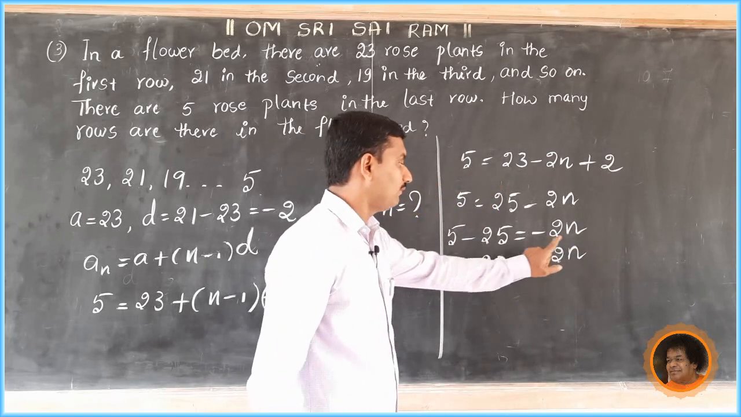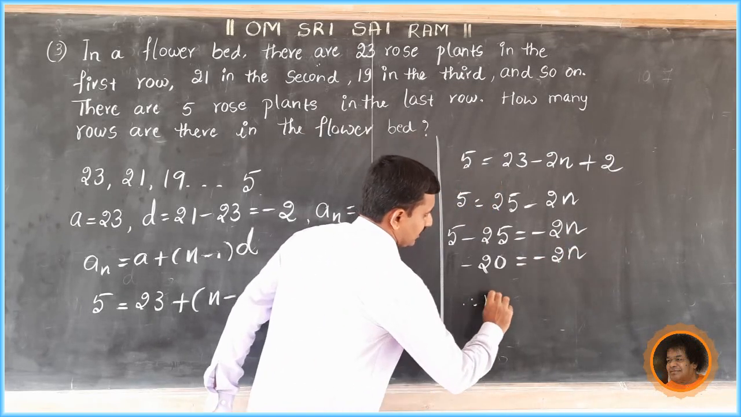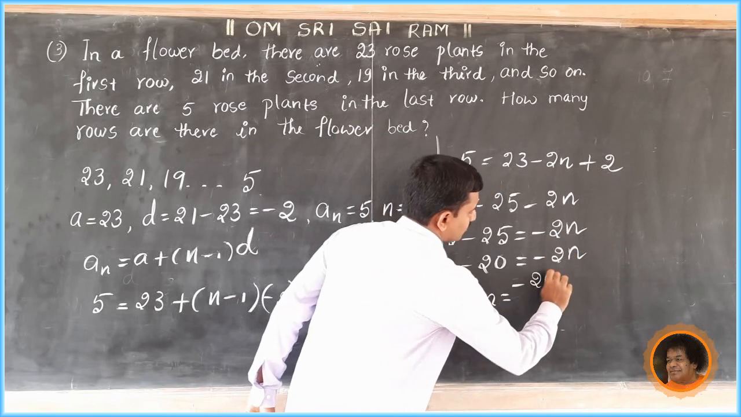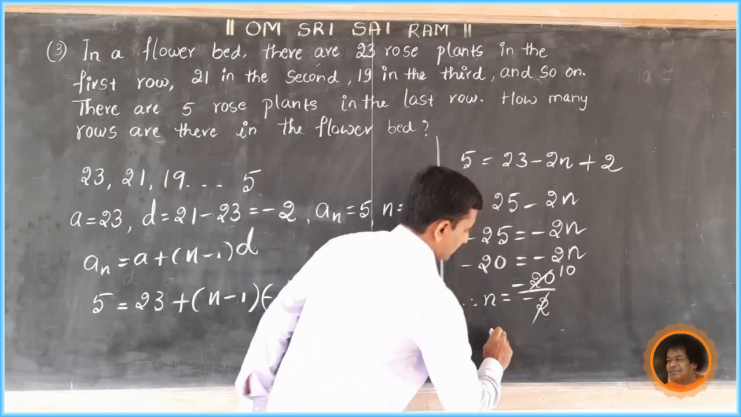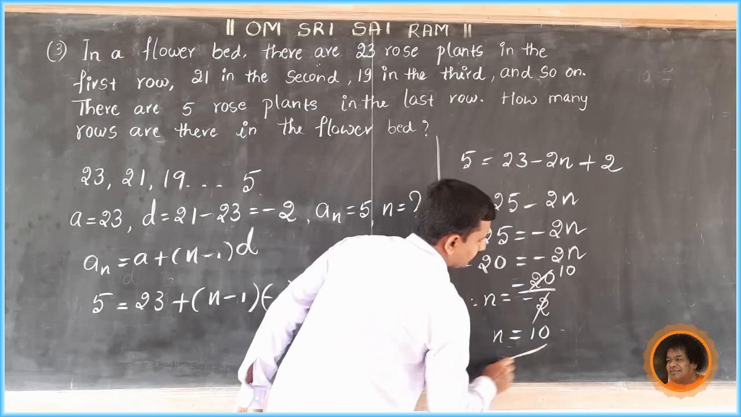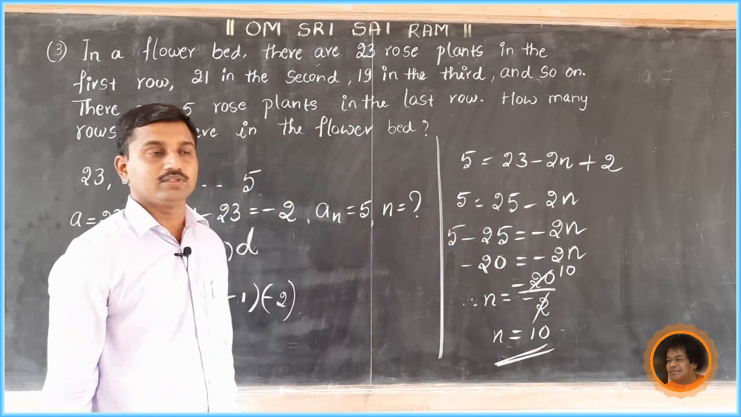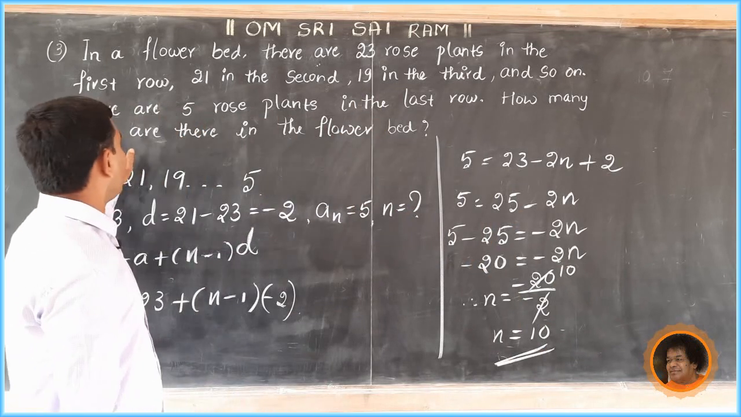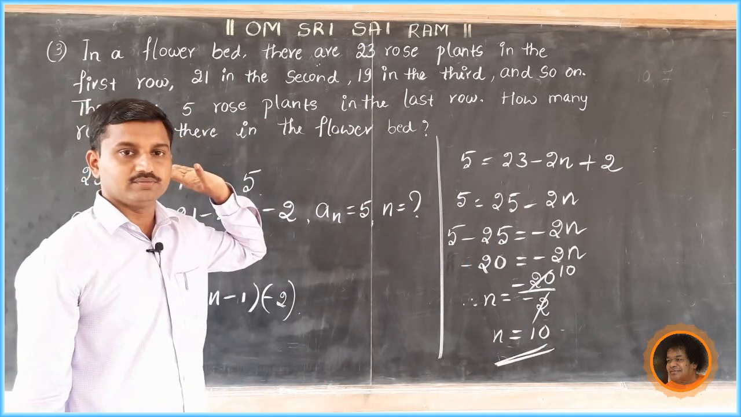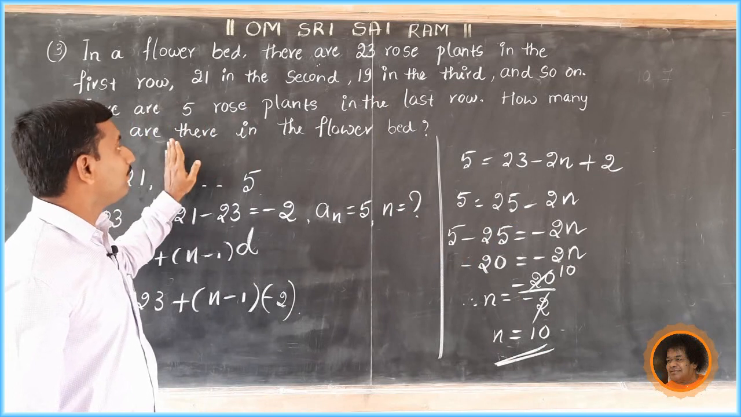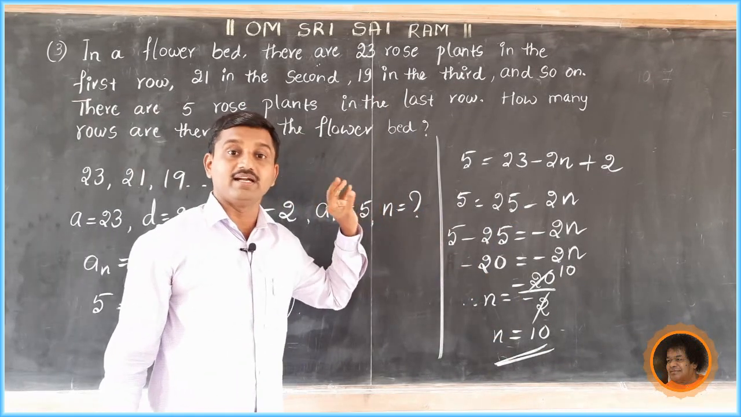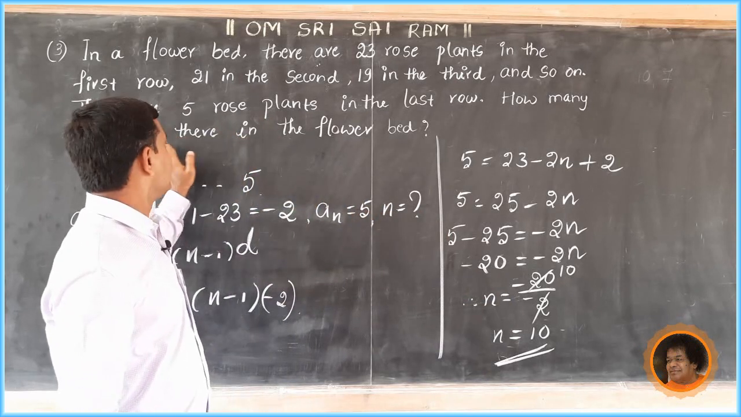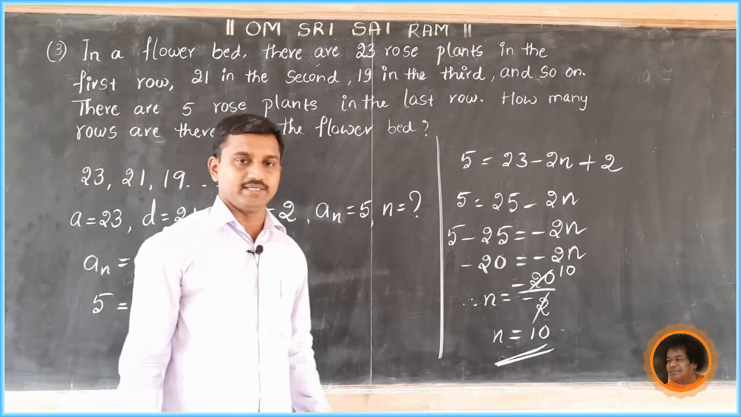We have to find the value of n. So therefore n equals minus 20 divided by minus 2. 2 ones are 2, 2 tens are 20. So therefore n equals 10. So what is the question? How many rows are there in the flower bed? So therefore the number of rows equals 10, or there are 10 rows in the flower bed.